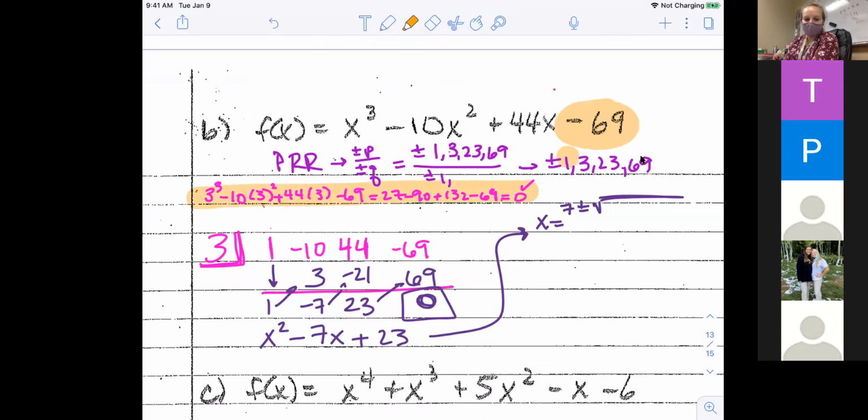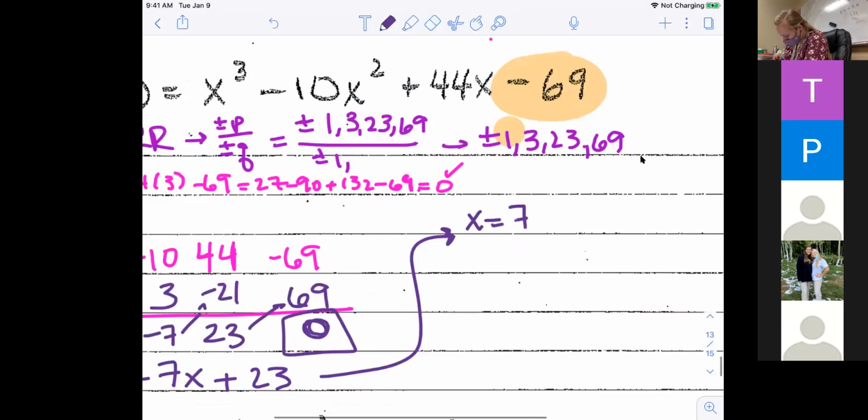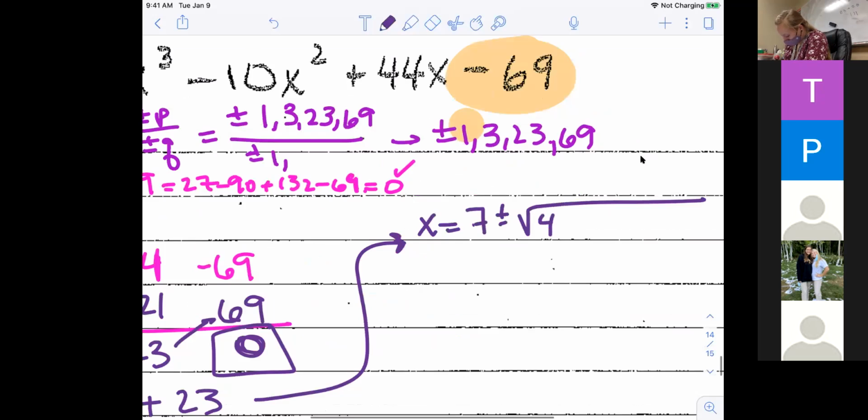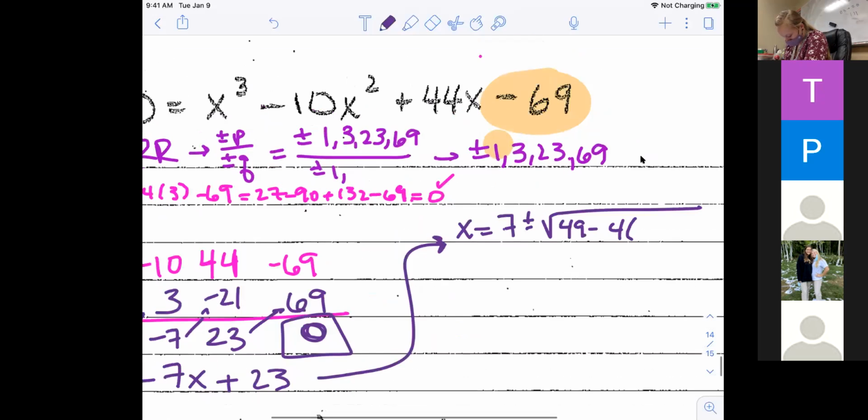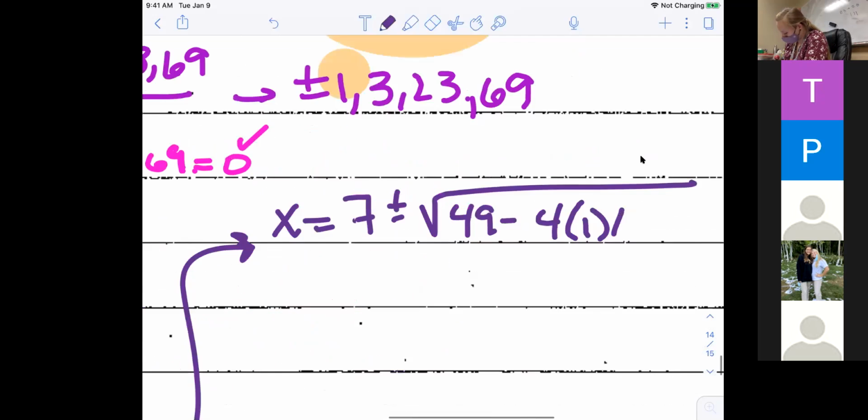And then I do synthetic division with 3. And then once I solve that, now I'm doing my quadratic formula. So I'll zoom back out in a second, but I got to zoom in so I don't write too trashy over here. It becomes 7 plus or minus the square root of 49 minus 4 times 1 times 23, over 2 times 1.